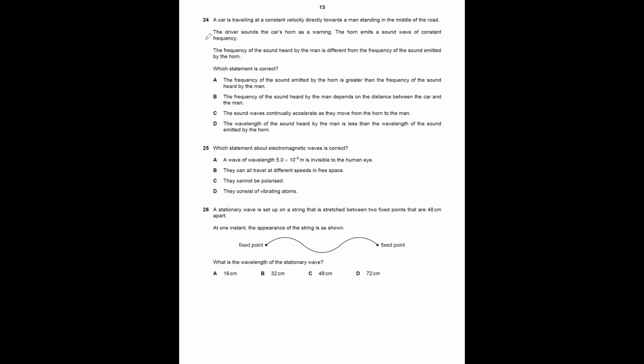A car is traveling at constant velocity towards a man that is standing in the middle of the road. The driver sounds the car's horn as a warning. The horn emits a sound wave of constant frequency. The frequency of sound heard by the man is different from the frequency of sound emitted by the horn. Which statement here is correct?